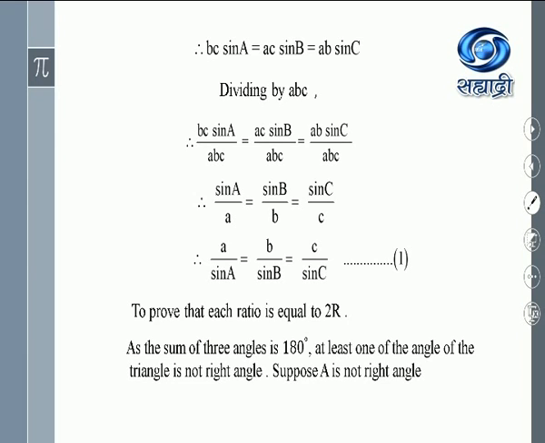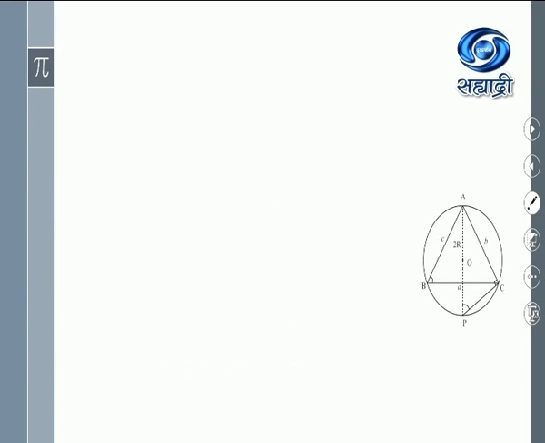Clear? Now, as the sum of the three angles is 180 degrees, you know this, at least one of the angles of the triangle is not a right angle. This is obvious. Now amongst A, B, C, we assume that A is not a right angle. This is a very important assumption. Now see, this A we are considering as not the right angle.